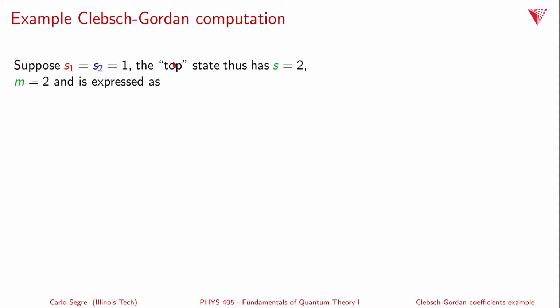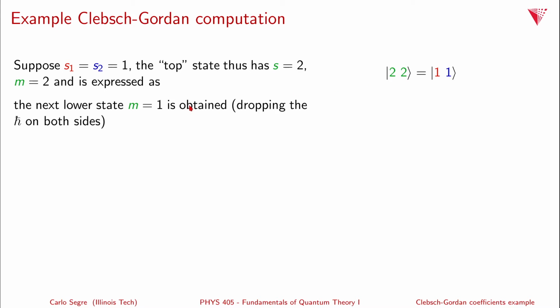The top state, that is the one with the highest value of S, is S equals 2. And if M is equal to S, that means that M is equal to 2 as well. And we can express that as a product state of M1 equals 1 and M2 equals 1. And here in the green, we have S is equal to 2 and M is equal to 2. So this is a simple product state.